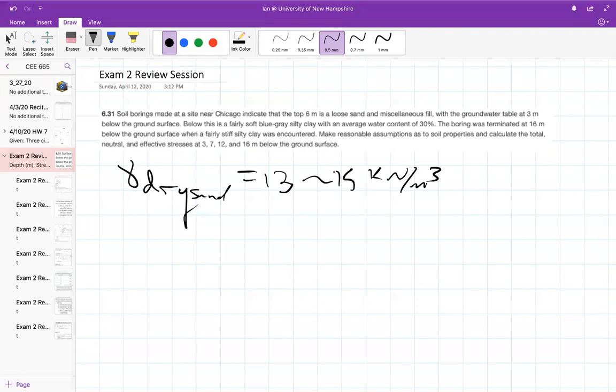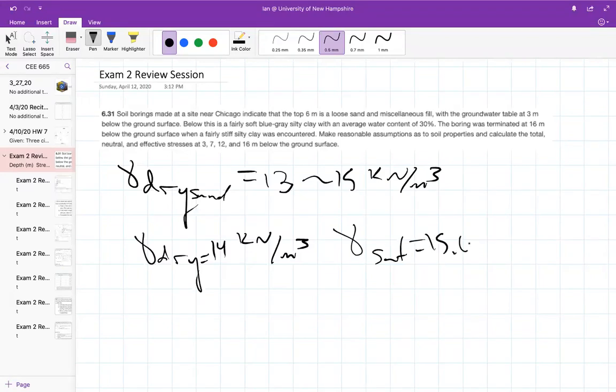And so this is our range, and we're going to just pick right in the middle because there's nothing too bad about that average. So gamma dry equals 14 kilonewtons per cubic meter, and we're going to say that gamma saturated equals 15.0 kilonewtons per cubic meter. So those are our assumptions.